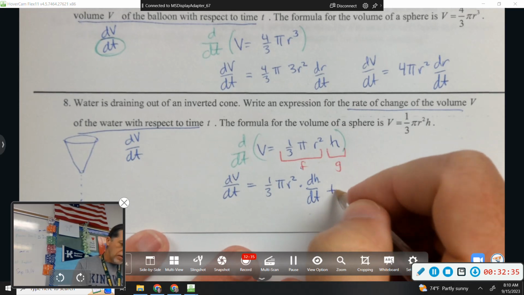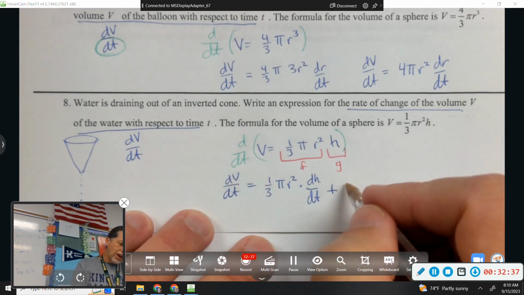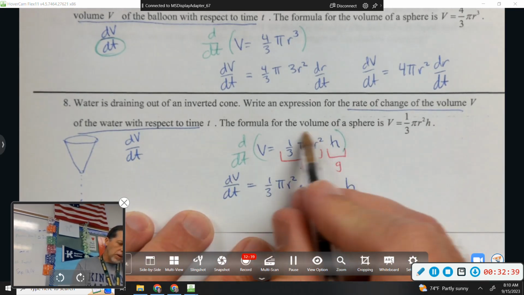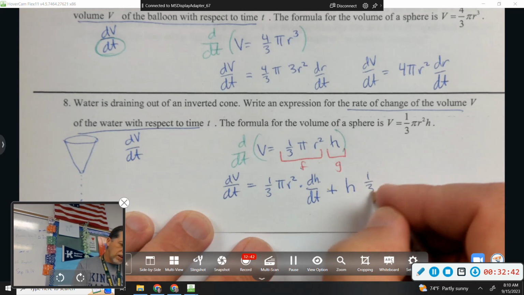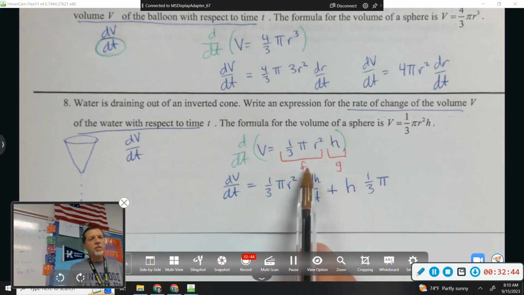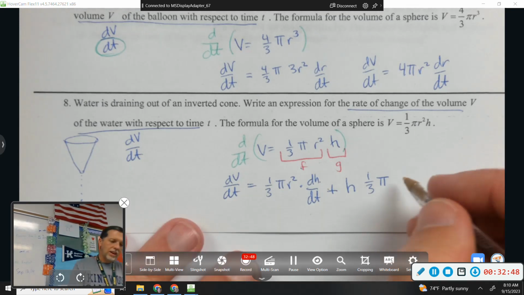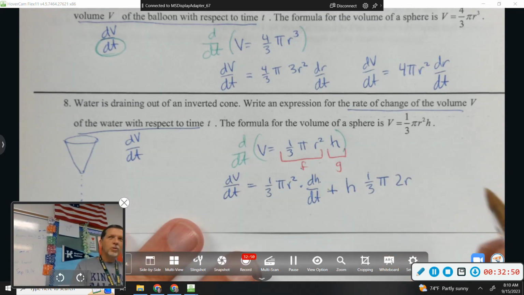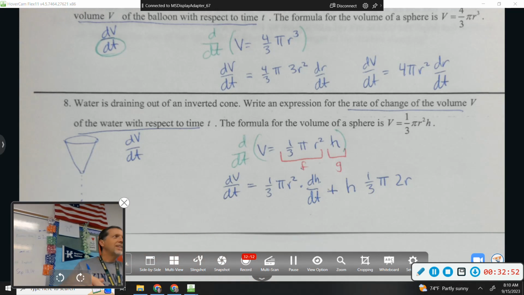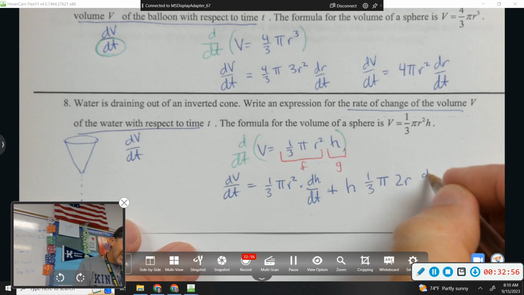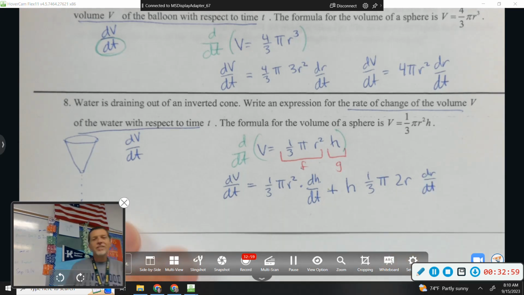Plus the other way around, so h times the derivative of this part, so 1/3 pi. What's the derivative of r squared with respect to t? So 2r dr/dt. So we go a little crazy with our variables there. We got V, r, h, and t. Yeah, 4 variables in that problem.